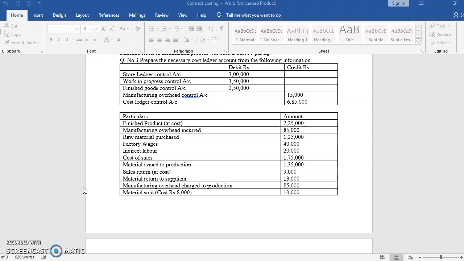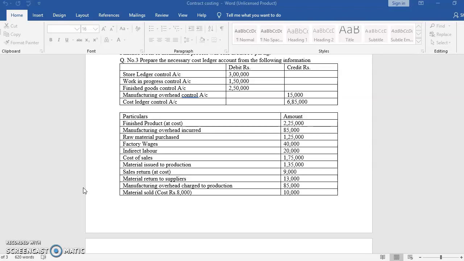2,25,000. Next one is manufacturing overhead incurred. If you have seen the transactions properly, the manufacturing overhead is repeated twice. The second last item is manufacturing overhead charged to production. Just understand the difference between these two expenses.